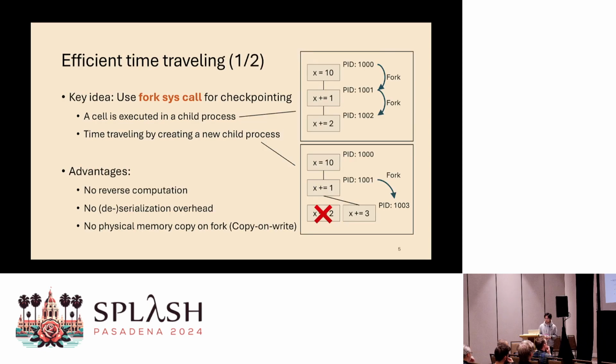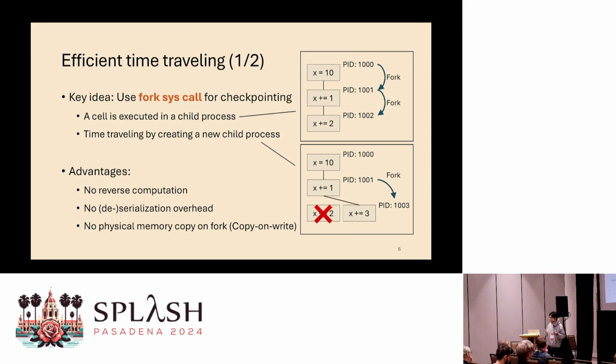Okay. So how did we implement the time-traveling feature? The key idea is to use the fork system call for checkpointing. In Multiverse Notebook, each cell is executed in a different process. A cell is executed in a child process forked from the parent cell's process. For example, the second cell in the first figure up there is executed in a child process forked from the first cell's process. And the bottom cell in the first figure is executed in a child process forked from the second cell's process.